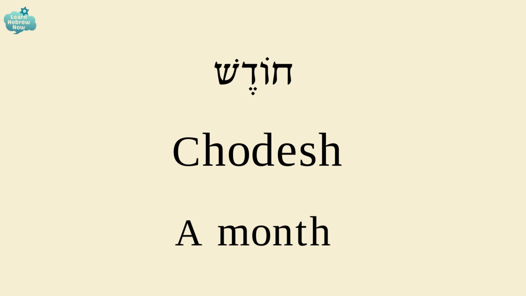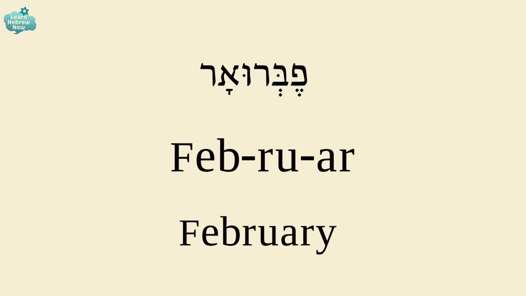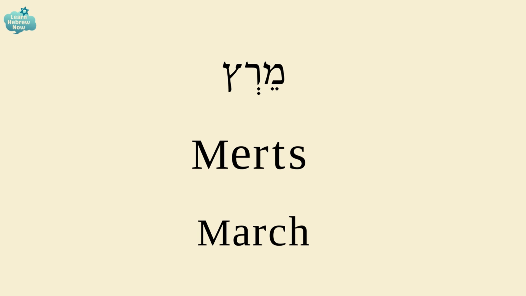Now we'll go over the months of the year. The word for a month is Chodesh. The name for January is Yanuar. The name of February is Februar. The name for March is März.